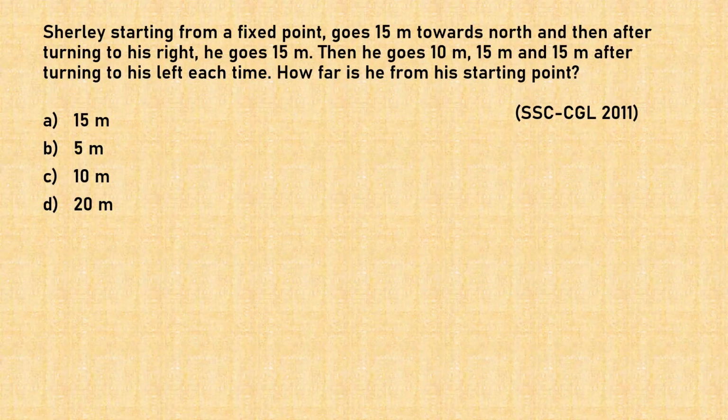The third and the last question for this series of questions on calculating distance. Shirley started from a fixed point, goes 15 meters north. So let this be the fixed point from where Shirley is starting, moving 15 meters north. So this is a distance of 15 meters towards north.